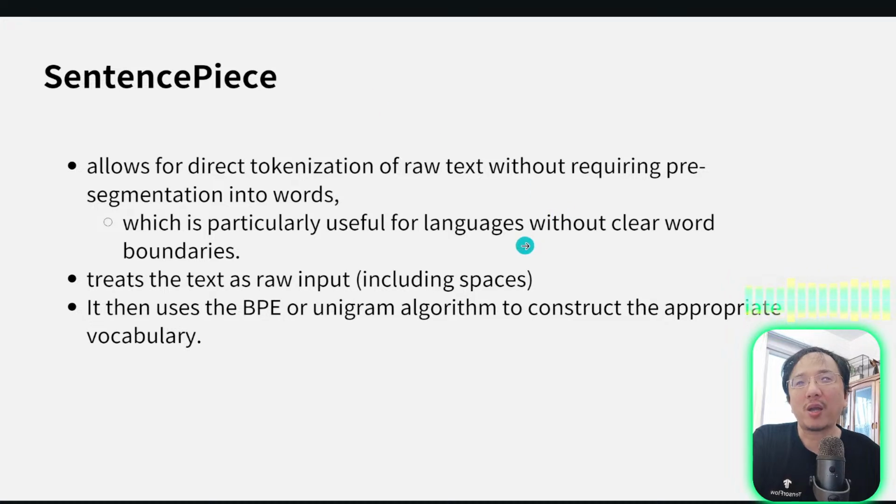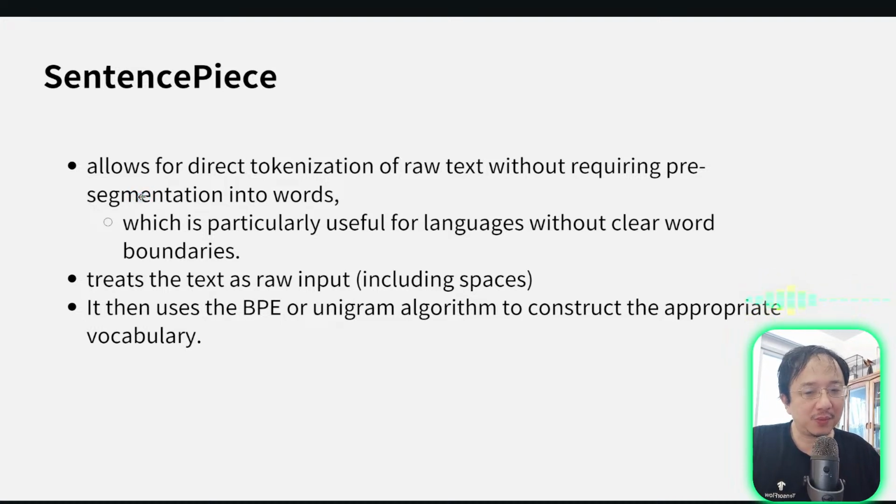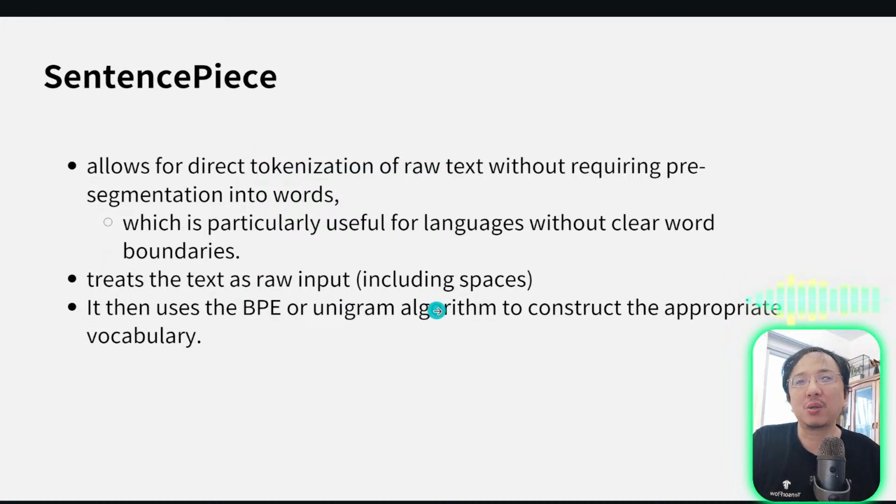SentencePiece is quite easy. In previous examples, like the example in BPE, we split words at the beginning. We have hug, park, or hugs, things like that. We still need to split the original word. However, in SentencePiece, we are considering the raw text altogether. So that's the only difference. We consider the whole text altogether. Then we can use the BPE or unigram algorithm to control the vocabulary.